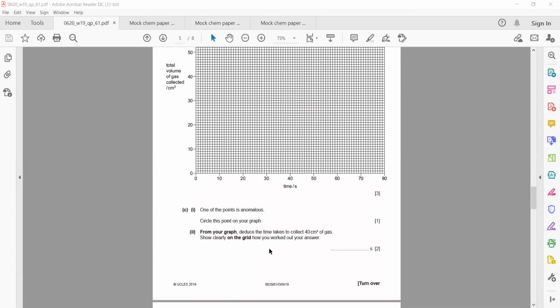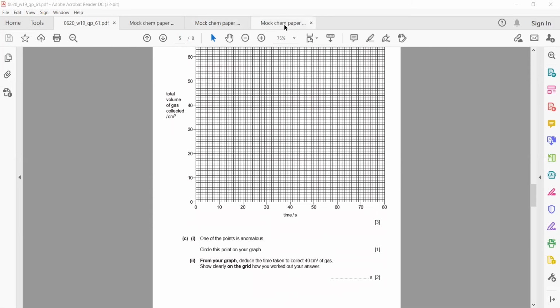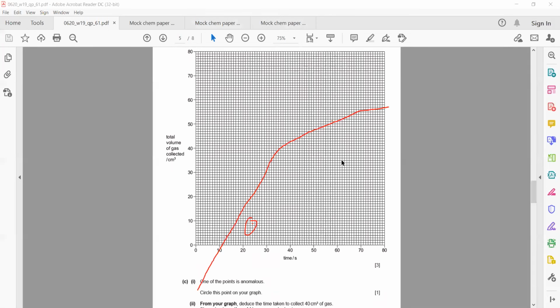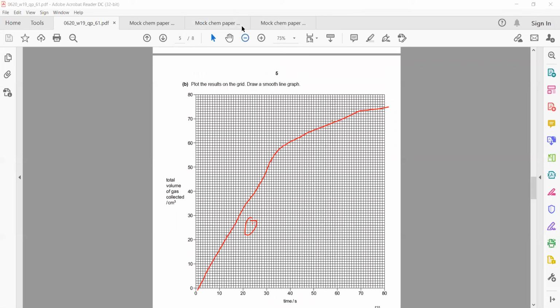From your graph, deduce the time taken to collect 40 cm cube of gas. So how will we work out the time taken for 40 cm cube of gas? When the volume of the gas is 40, we will use the graph and find that time interval.